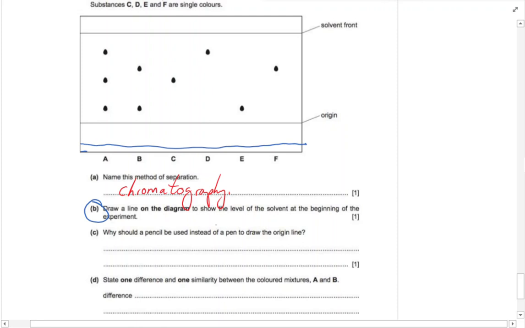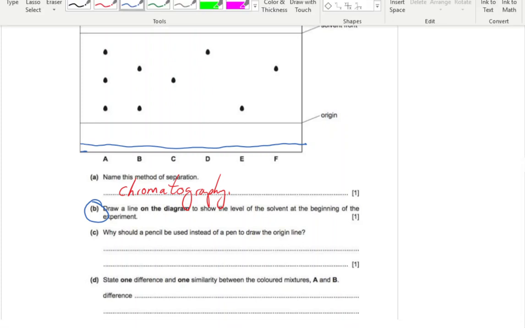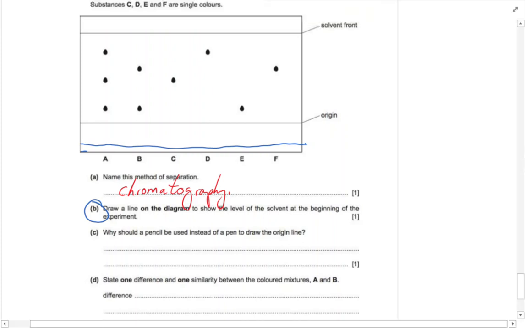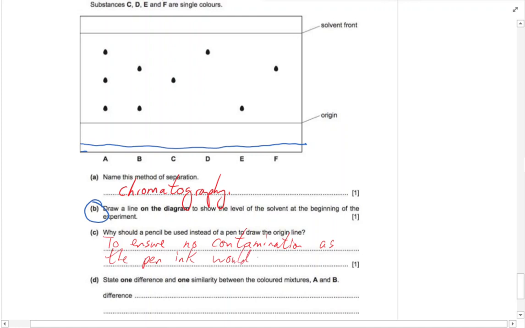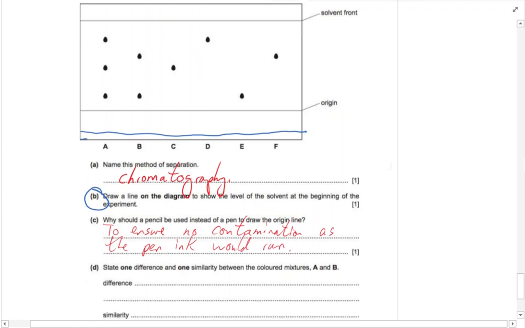It can't be above the origin in this diagram. Why should a pencil be used instead of a pen? This is quite simply to ensure no contamination, as the pen ink would run, whereas the pencil won't. The pencil will stay there.